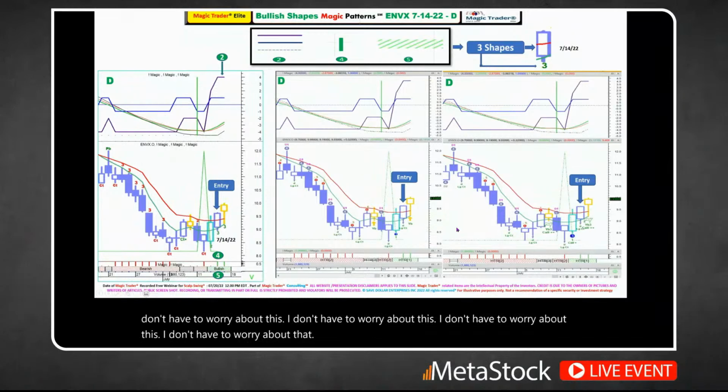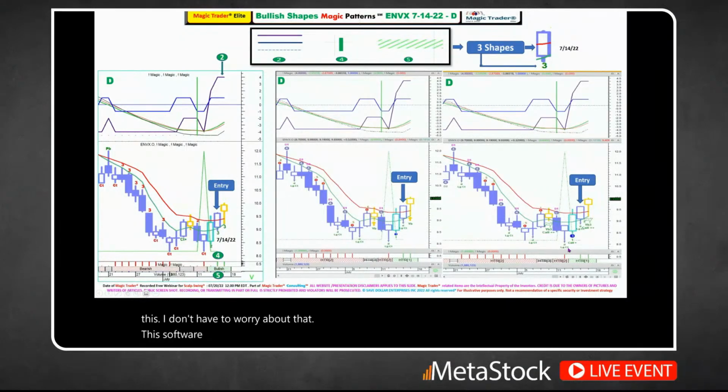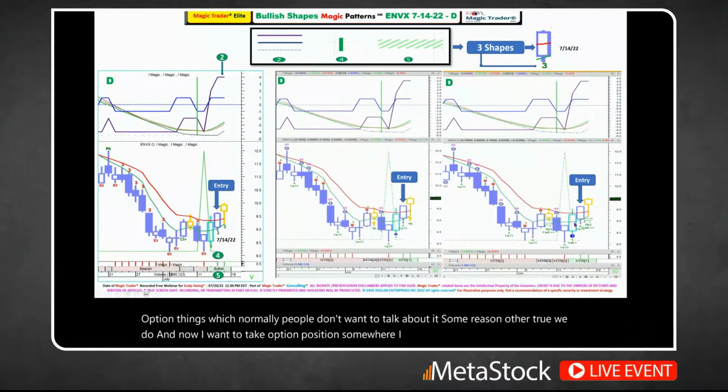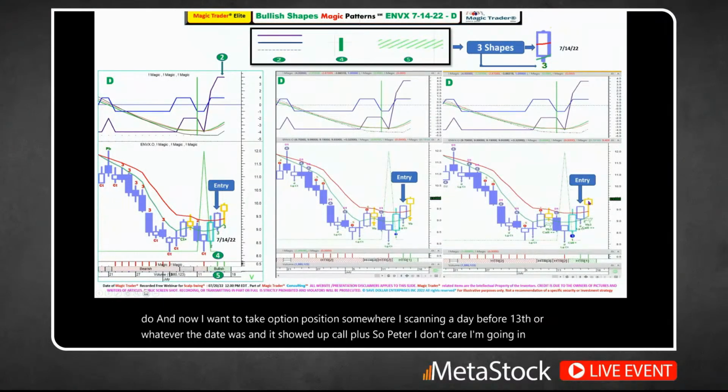The software Elite also has inbuilt option features, which normally people don't want to talk about for some reason. In the alert room, we do. And now I want to take an option position. Suppose I scan it a day before, the 13th or whatever the date was, and it showed up call plus. So Peter, I don't care. I'm going in there. Results are obvious.